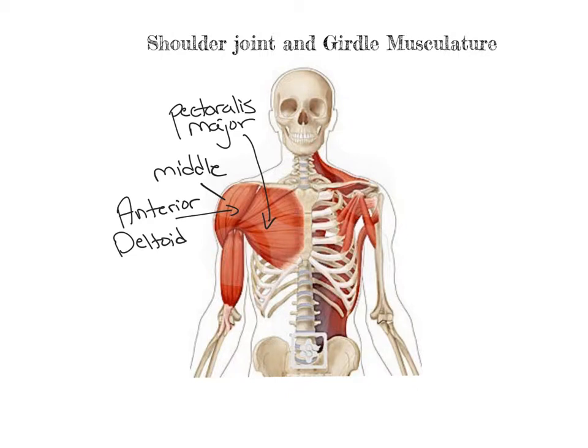The middle section causes abduction. And the posterior section, which we can't see here, would cause extension and external rotation and horizontal abduction. Looking to the other side, these are the muscles that would be deep to the superficial muscles that we see on the left. So here we see our pectoralis minor.